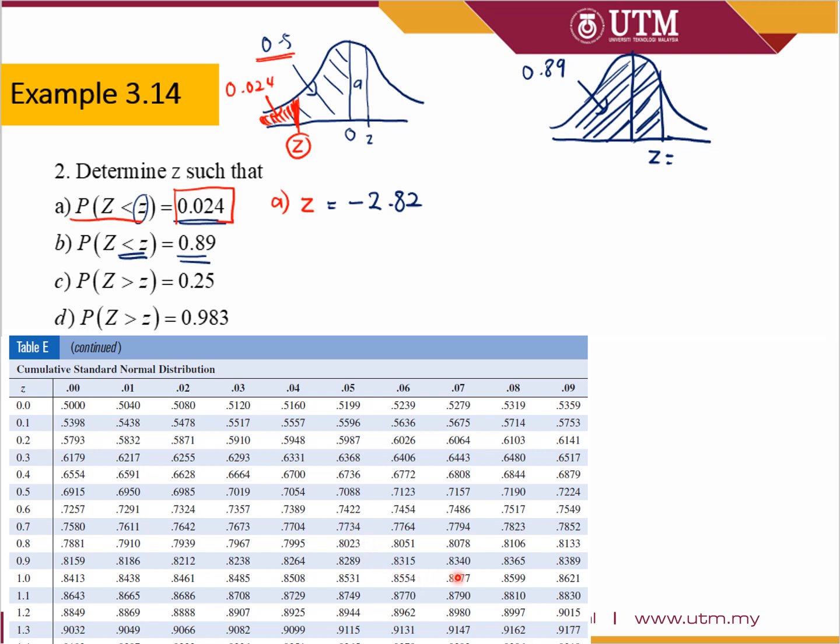So here 0.89 is here. If we find the smallest difference, the closest to 0.89, and compare these two values, this one is closer because the difference is just 0.0007, compared to this one which is larger. So the Z value for this one would be 1.23.